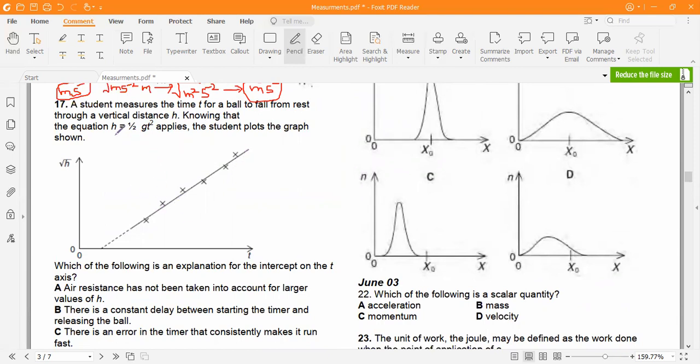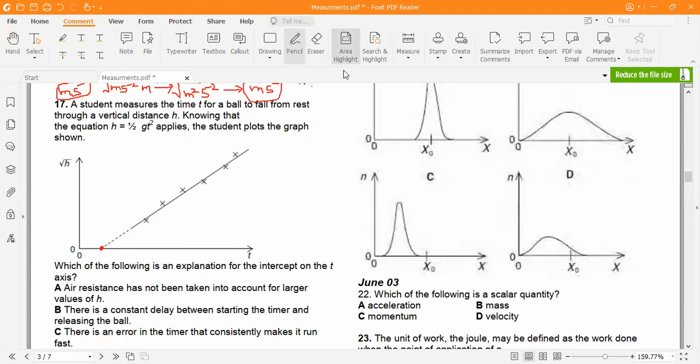If you look at this equation, I can see that h is proportional to t square, and when t is 0, h should be 0. But the thing is, it is not 0. If it was 0, it should be passing through this point. The graph should look like this, but it is not looking like this. It is passing through a different point over here. So this is an error, and we remember which kind of error it is.